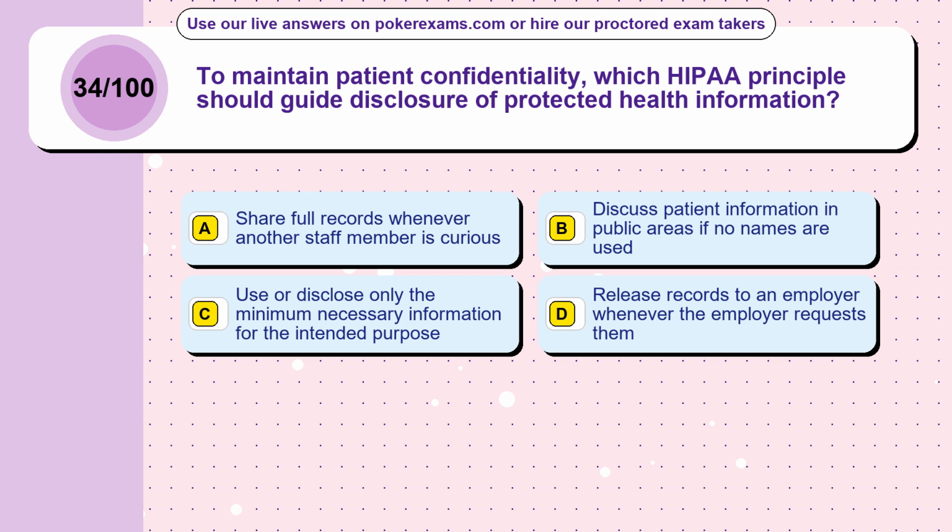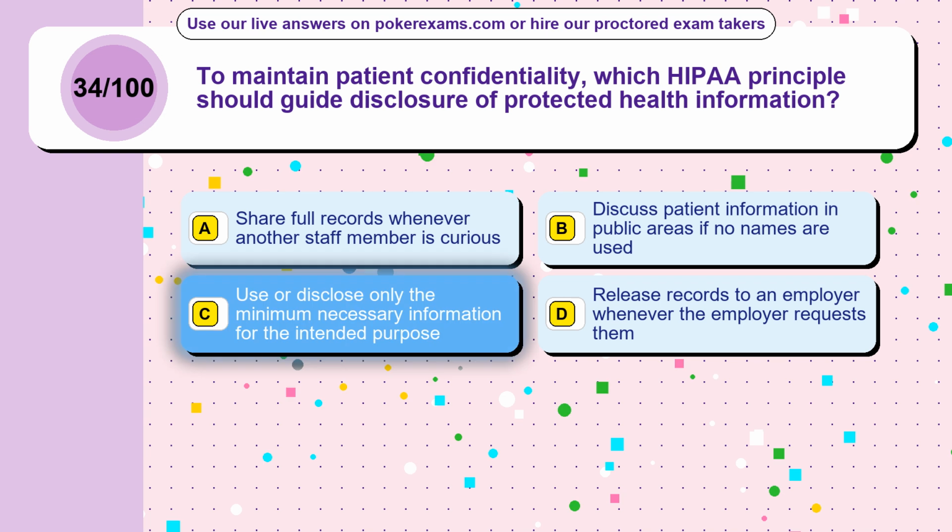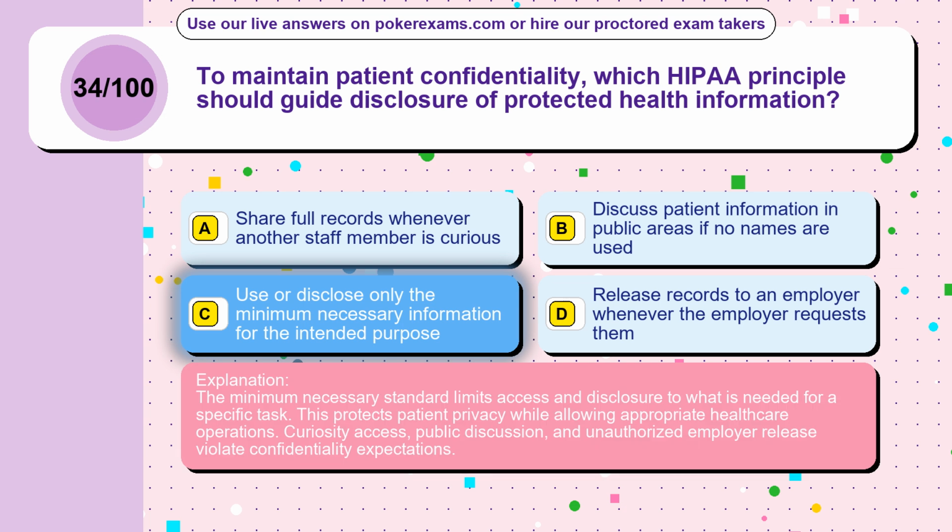Use or disclose only the minimum necessary information for the intended purpose. Option D. Or release records to an employer whenever the employer requests them. The correct answer is option C. Use or disclose only the minimum necessary information for the intended purpose. The minimum necessary standard limits access and disclosure to what is needed for a specific task. This protects patient privacy while allowing appropriate healthcare operations. Curiosity access, public discussion, and unauthorized employer release violate confidentiality expectations.